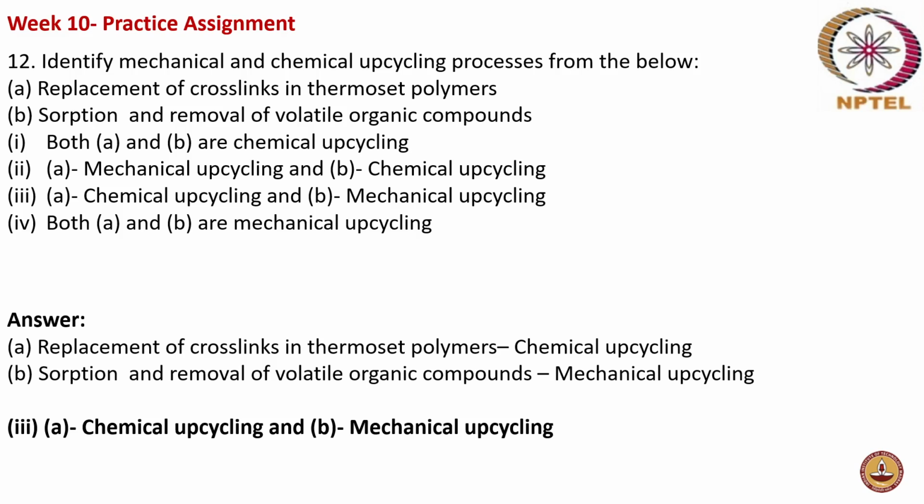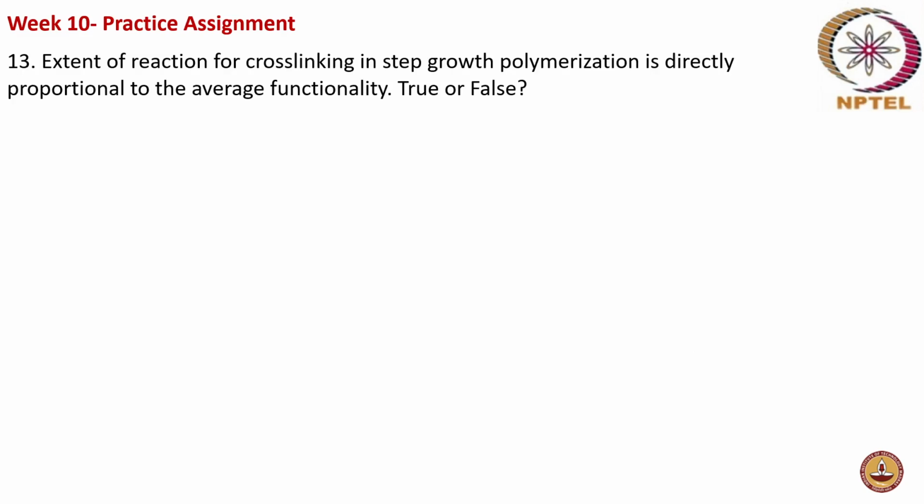So it is option C. A is chemical upcycling and B is mechanical upcycling. Okay. Now, the next question. Extent of reaction for cross-linking in step growth polymerization is directly proportional to the average functionality of the cross-linker. Is it true or false? Is the extent of reaction for cross-linking in step growth polymerization directly proportional to average functionality?